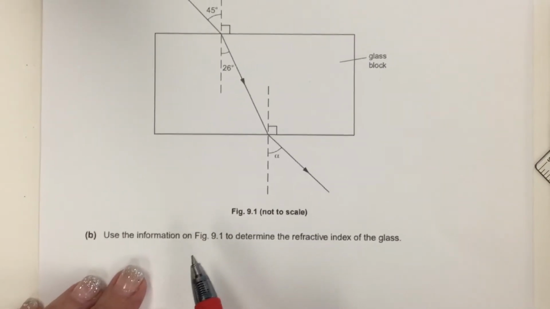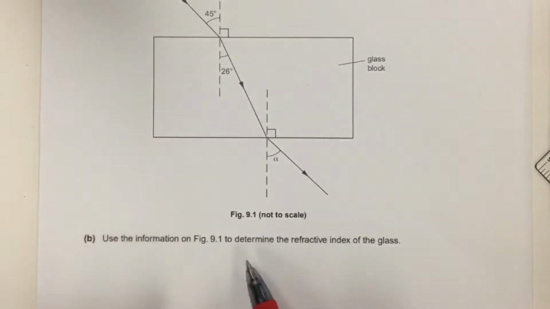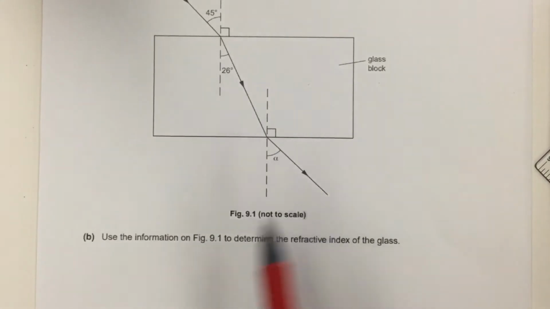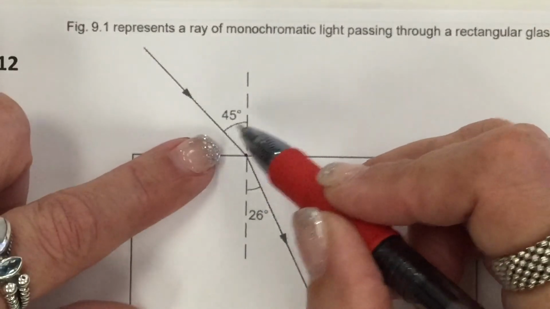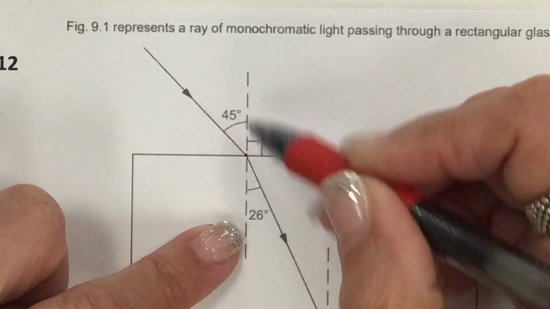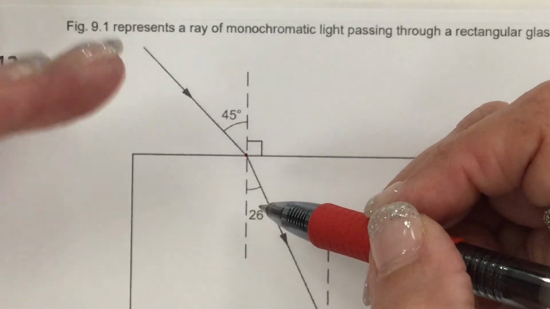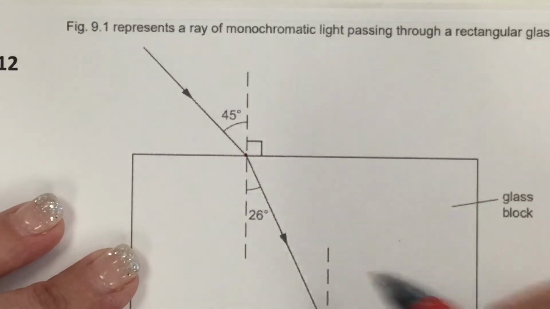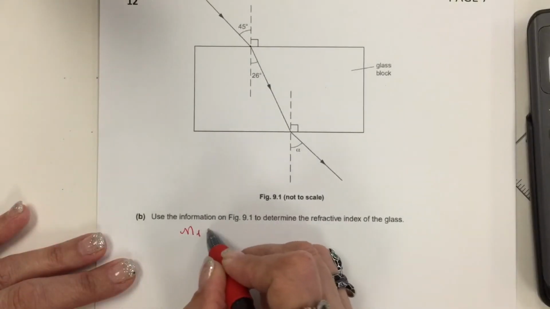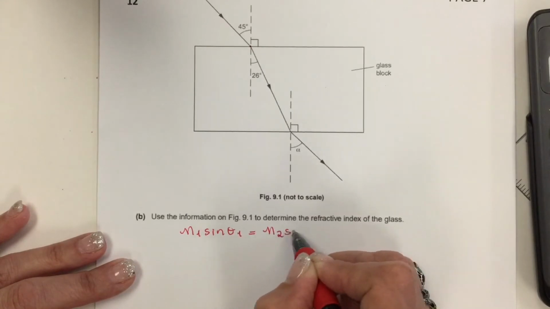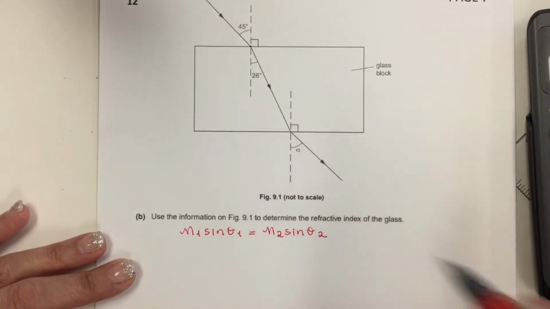Use the information in this picture to determine the refractive index of the glass. This picture is not to scale. This is the incident angle and this is the refracted angle. So I'm going to use both angles to calculate the index of refraction of this glass block. So N1 sine of theta 1 is equal to N2 sine of theta 2.